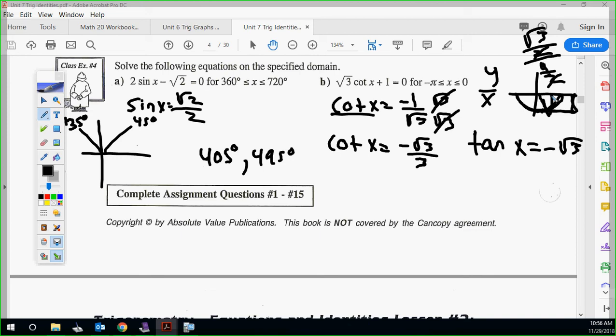So remember, it's a third cut, right? So what's the third cut here? 5 pi over 3? No, it's 5 pi over 3, because remember, 5 pi over 3 is what in terms of 6? It's 10 pi over 6. Remember? 10, 11, 12. So it's 5 pi over 3. Is that the answer? No.